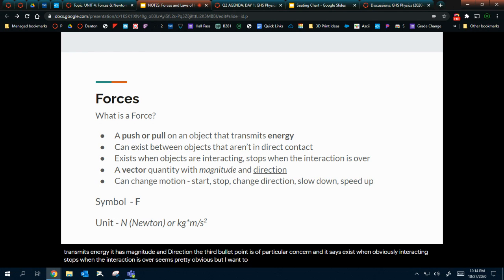But I want to highlight that particular bullet point because so often when students are doing problems, it'll be a problem like, you throw a ball up into the air. As the ball is going up, and it stops and starts to come back down, what forces are acting on this ball during its flight? Well, in that case, the only force acting on the ball is simply the force of gravity, gravity pulling it down.